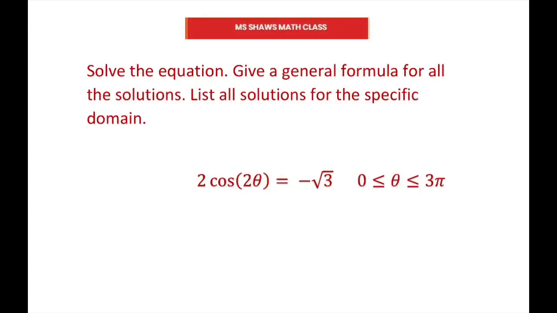Hi everyone, we're going to solve this equation, give a general formula for all solutions, and list all solutions for 0 to 3 pi. So the first thing I'm going to do is divide both sides by 2, so we get negative square root of 3 divided by 2.